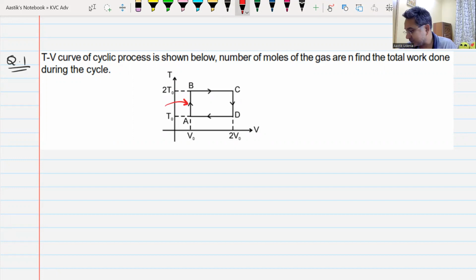Isochoric, sir. So the work done in this process is 0. What is this process? It's also isochoric, sir. Work done in this process? 0. What is this process? Isothermal. What is the work done in this process?